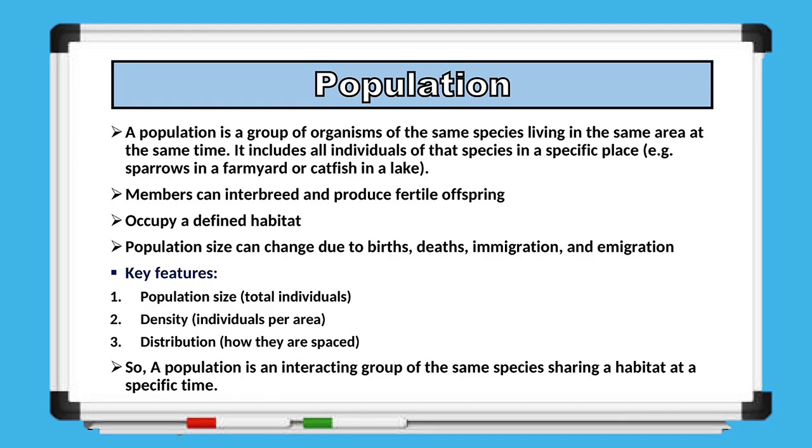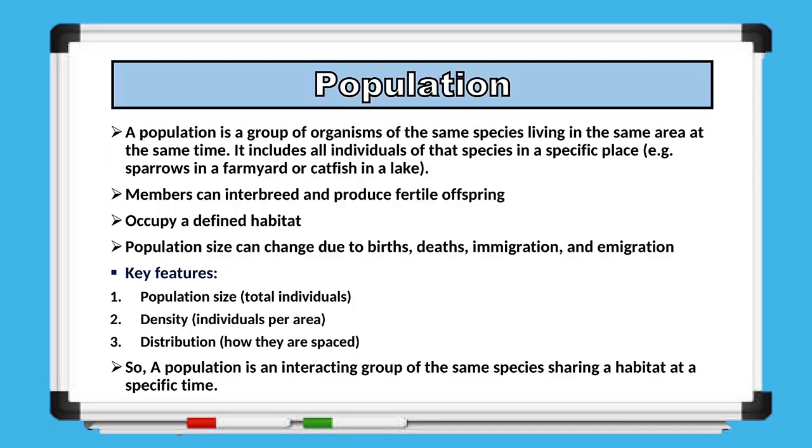Since the organisms belong to the same species, they are capable of interbreeding and producing fertile offspring. They share the same habitat and interact with one another while competing for resources such as food, water, shelter, and mates. The size of a population is not fixed. It can increase through births and immigration, where individuals move into the population, or decrease through deaths and emigration, where individuals leave the area.